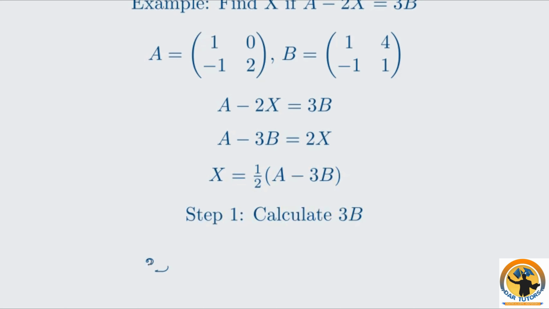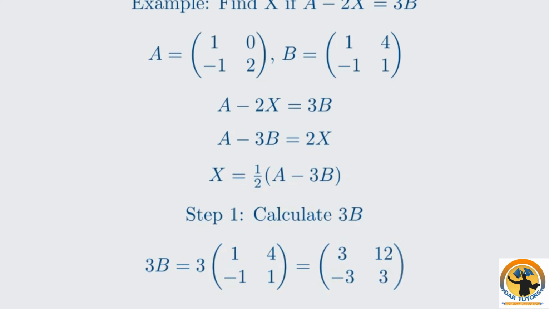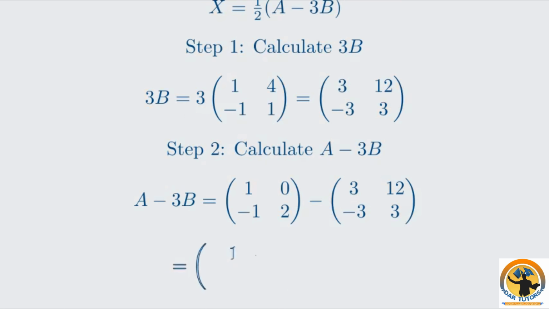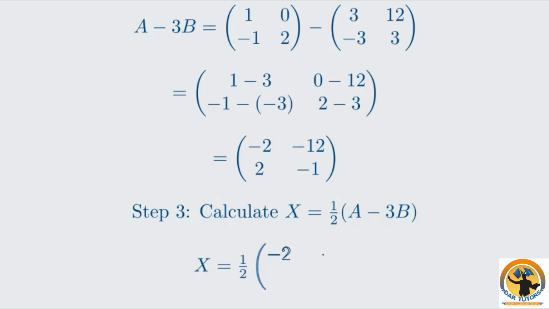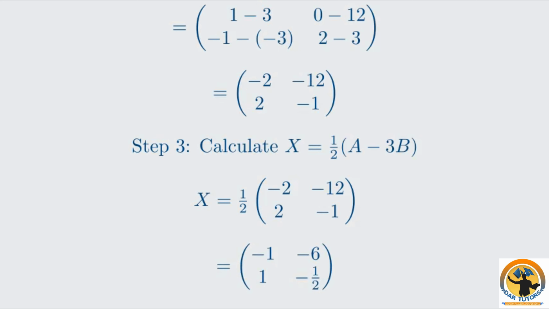First, we find 3 times B by scalar multiplying every element of B by 3. This gives us the matrix 3, 12, negative 3, 3. Next, we find A minus 3B by subtracting corresponding elements. 1 minus 3 is negative 2, 0 minus 12 is negative 12, and so on. The result is this 2 by 2 matrix. Finally, we find X by scalar multiplying this result by 1/2, giving our final answer for matrix X. This example shows that matrix algebra can be used to solve equations in a logical step-by-step manner.